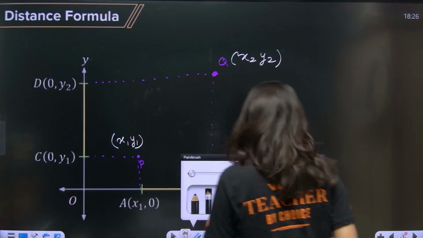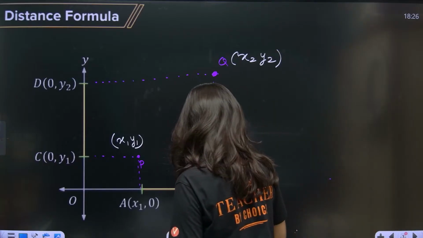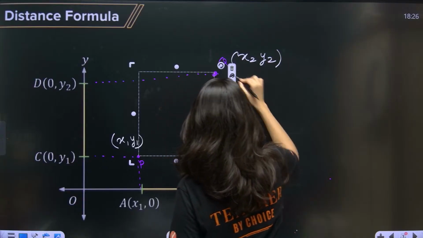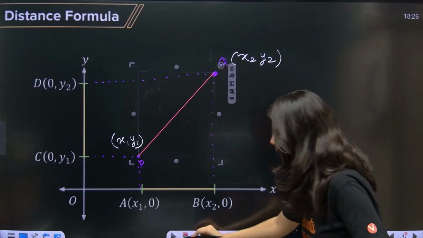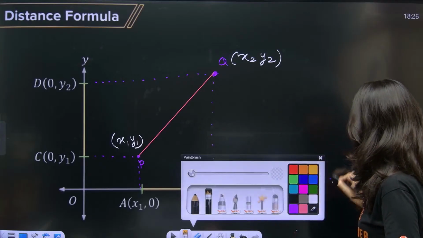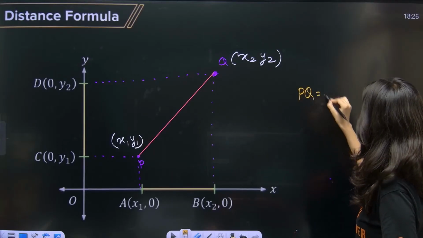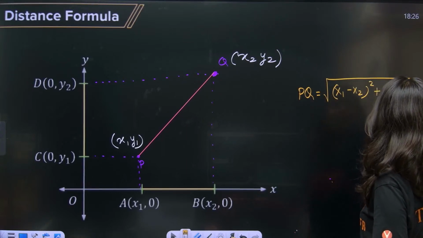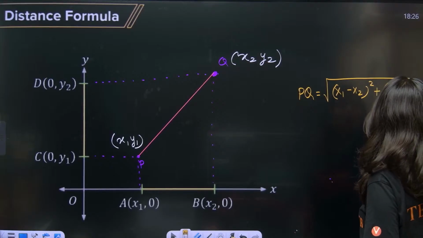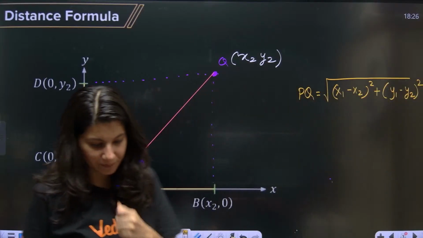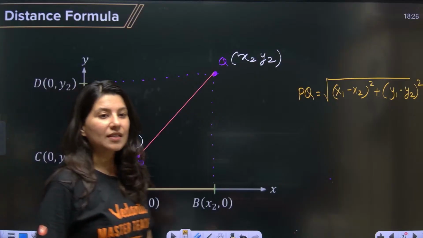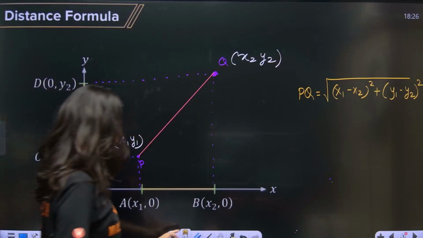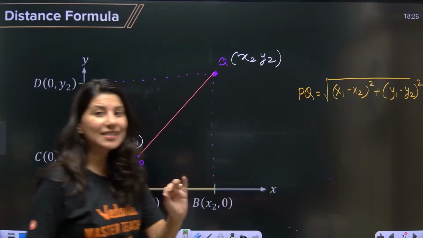Now, distance between P and Q. Can anybody tell me the distance between P and Q? We do have a formula. I think everybody is aware of this formula: PQ is nothing but the square root of (x1 minus x2) whole square plus (y1 minus y2) whole square. But how do we get this formula? Let's understand the proof behind it.